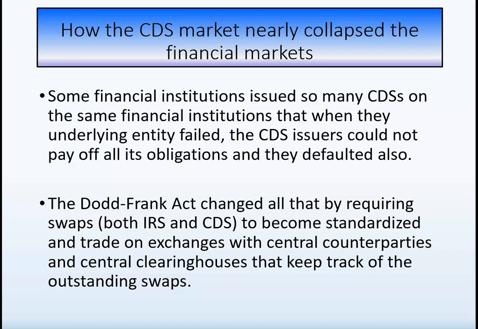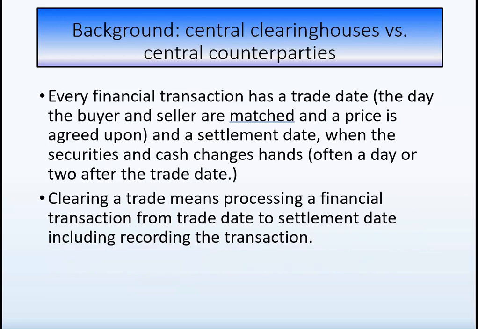Now, Dodd-Frank changed all this after the Great Recession by standardizing CDSs and forcing them to be cleared and processed through centralized clearinghouses. Let me back up and explain. Every financial transaction has a trade date, the date the buyers and sellers agree to a transaction and they're basically matched. A broker helps match the buyer and seller, and a price is agreed upon. That's the transaction date. And there's also a settlement date. Settlement date is when the actual securities and the cash change hands. It's usually a few days after the trade date. So that's some important information to know.